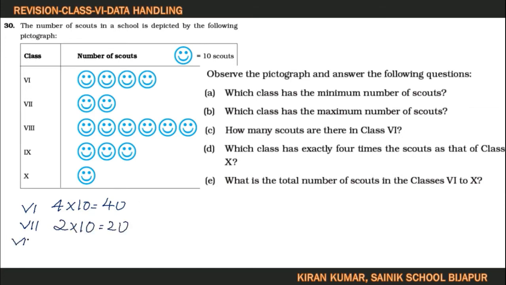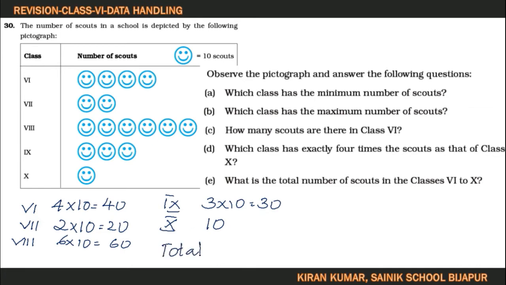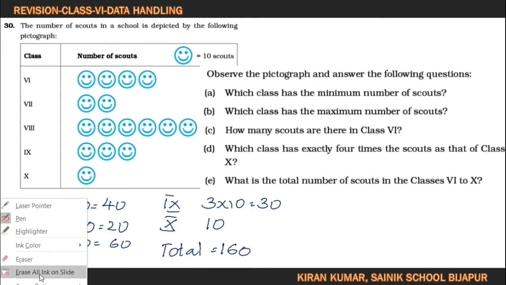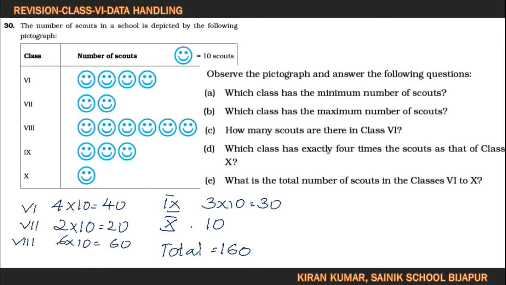For class 8th it is 1, 2, 3, 4, 5, 6 times 10, which is 60. For class 9th it is 3 times 10, 30. For class 10th it is only 1, 10. And the total, let me find it out. 40 added to 20, 60 plus 60, 120 plus 30, 150 plus 10 is 160. This is the total. Now we shall answer the questions which are given here.